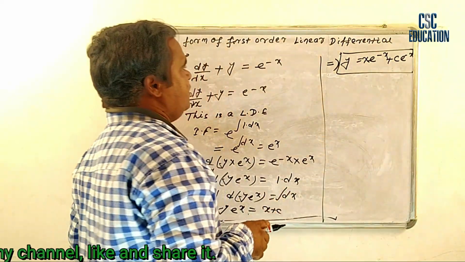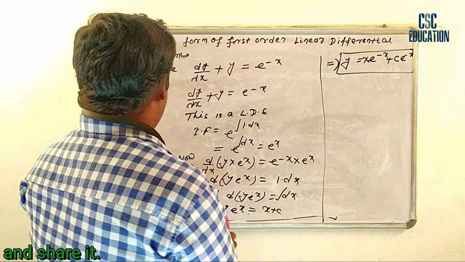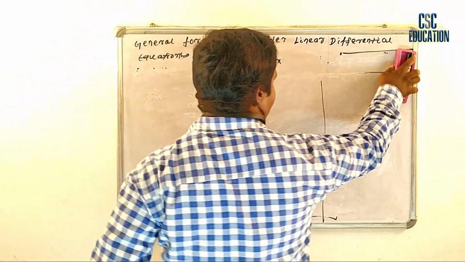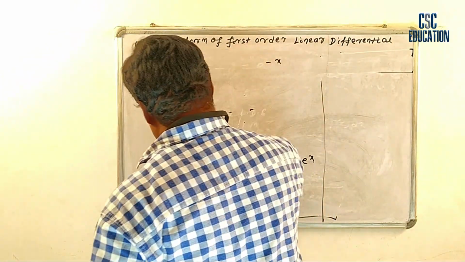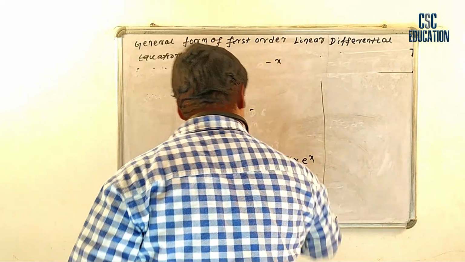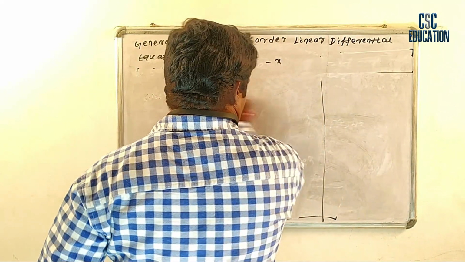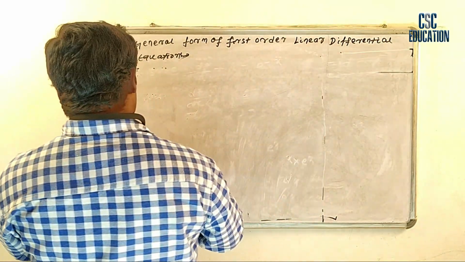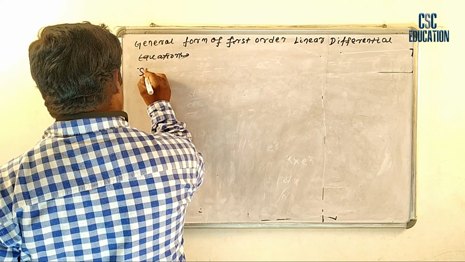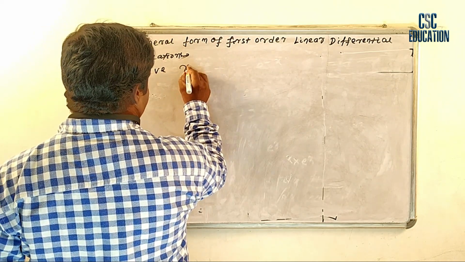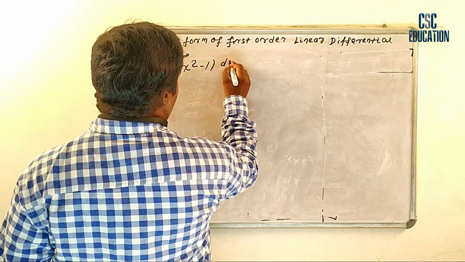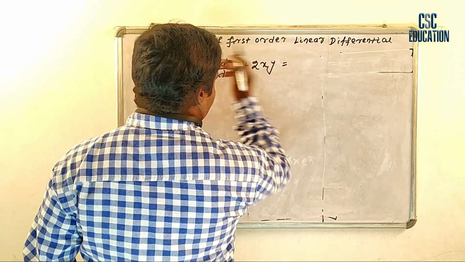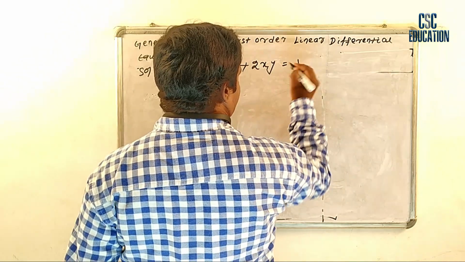Okay. Alright. Another form, suppose your variable changes. Another question I will discuss of this type. The question is, suppose, solve x square minus 1 into dy by dx plus 2xy equals 1.